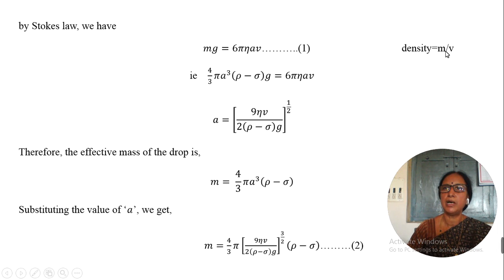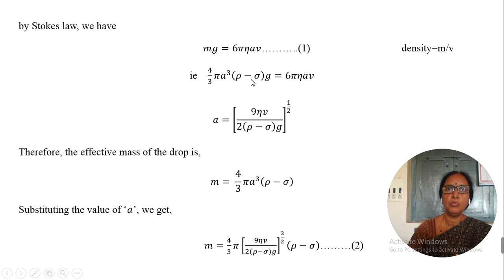Therefore, to calculate the mass, we multiply volume by density. The volume of the drop is written as 4/3 pi a cubed, because the drop is imagined to be spherical. The volume of the sphere is 4/3 pi a cubed, where a is the radius of the drop, multiplied by the density, which is rho minus sigma, where rho is the density of the liquid and sigma is the density of the air medium.